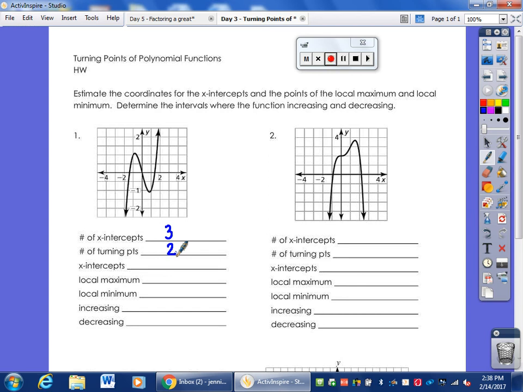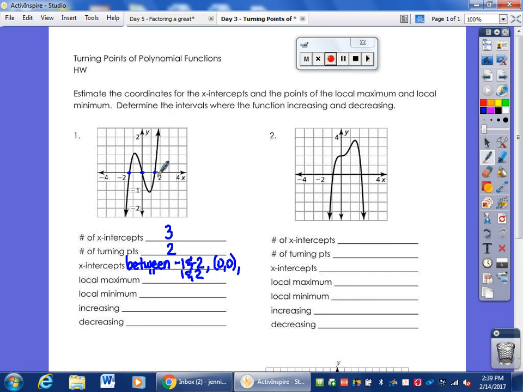The x-intercepts. Now, these are not pretty, and when they're not pretty, we don't want you to estimate. You can just say between -1 and -2. There's one at 0, 0, and then the next one is between 1 and 2. Okay, so there are 3 of them right here, right here, right here.